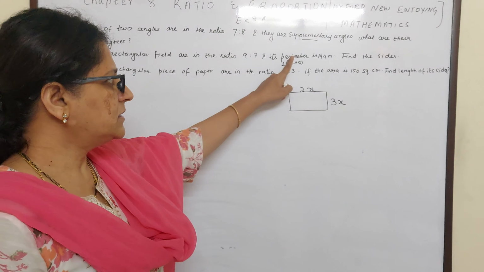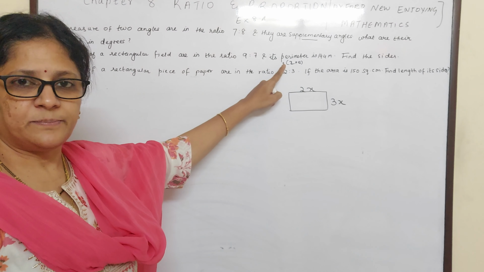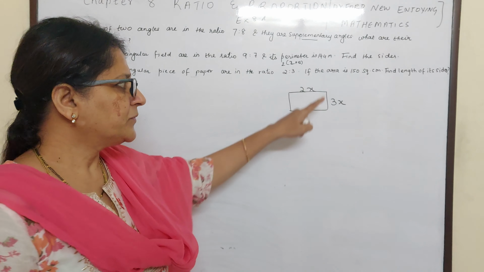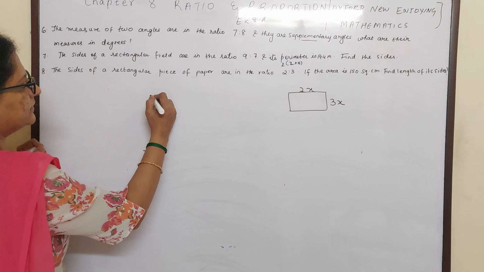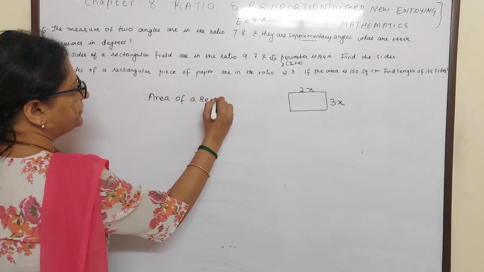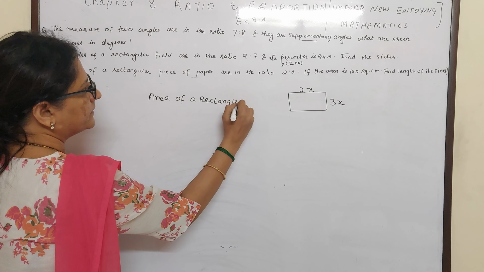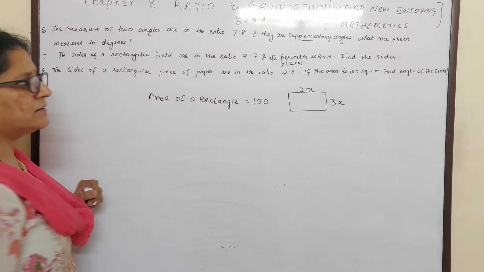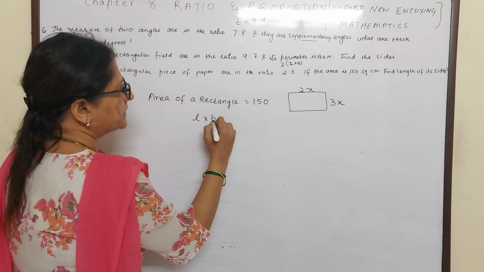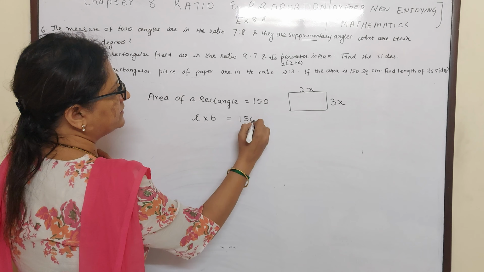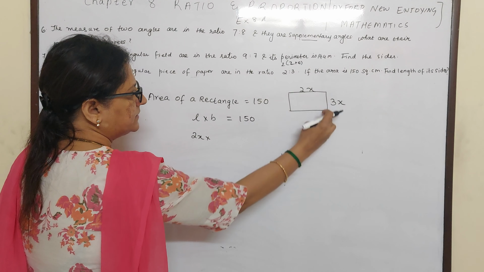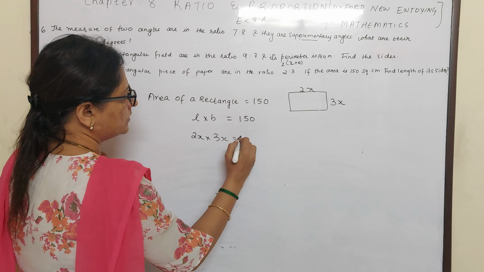It was perimeter earlier, so we put the formula of perimeter, 2 into l plus b. Now if it is the area of the rectangle, we will put the formula of area of a rectangle. So first for that we will write here area of a rectangle is equal to 150 square centimeter. And area of a rectangle formula is length into breadth is equal to 150. Now what is the length we have taken here? 2x, and what is the breadth? 3x is equal to 150.